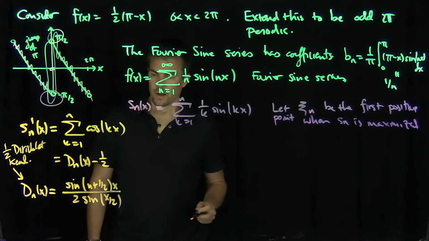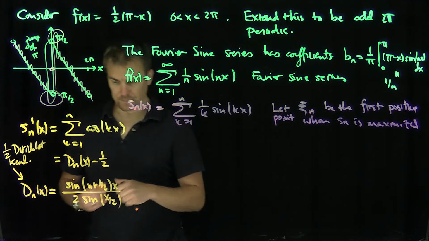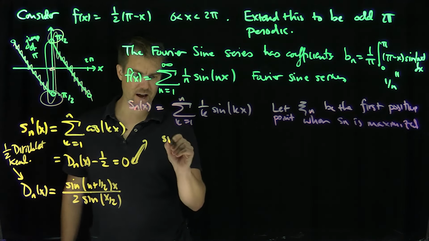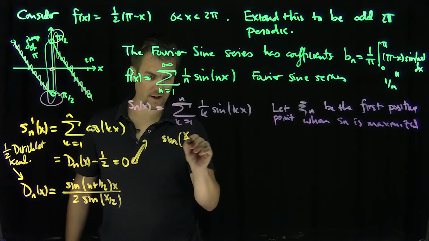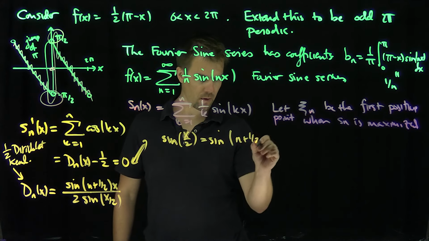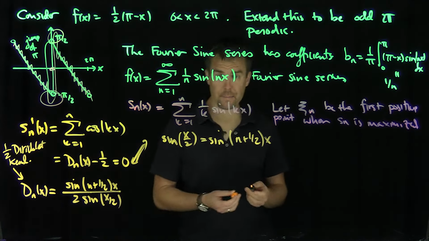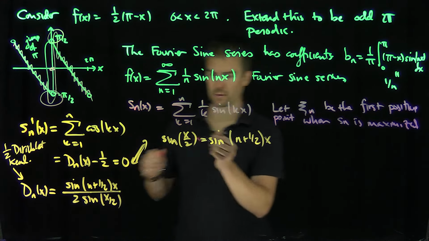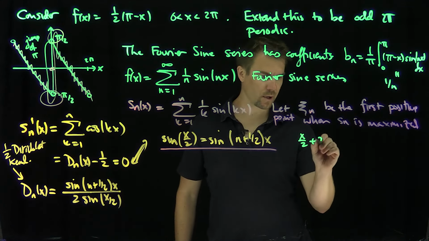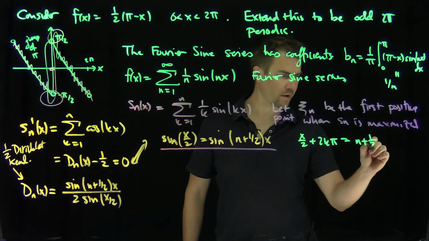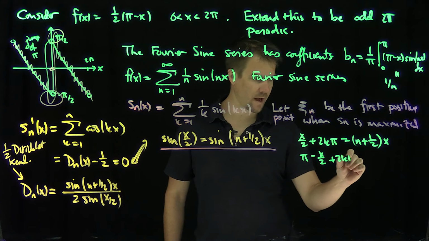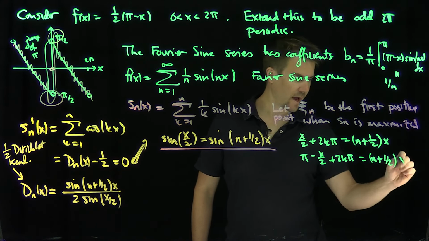Of course, if this is equal to 0, what can we say? At these points where it's equal to 0, this is true if and only if, since the 1/2s cancel out, the sine of x over 2 is equal to the sine of (n plus 1/2) x. One of two things happens here for the critical points. The first is that x over 2 plus 2k pi can be equal to (n plus 1/2) x. And the second case is that pi minus x over 2 plus 2k pi can be equal to (n plus 1/2) x.